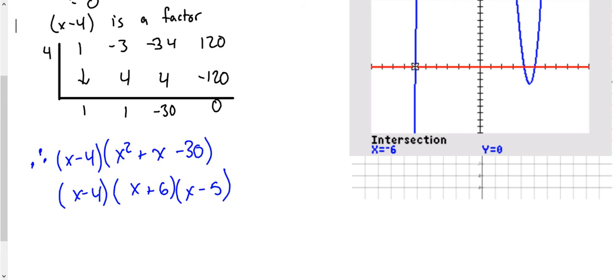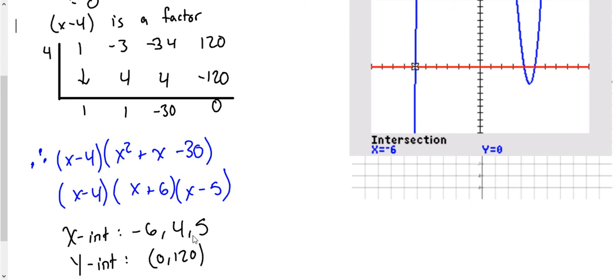Next, determine the x and y intercepts. Well, our x-intercepts will be all of these right here. So our x-intercepts are going to be at 4, 5, and -6. I'm going to write that in increasing, ascending order: -6, 4, and 5, just like our graphing calculator had earlier. And our y-intercept is always that constant term at the end. It should be 0, 120 for our y-intercept. And of course all of these should have also been written as ordered pairs, but you can also list them off. And so that's our opener question for today.